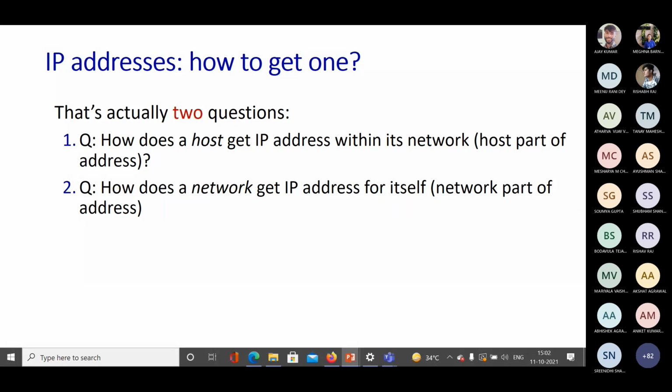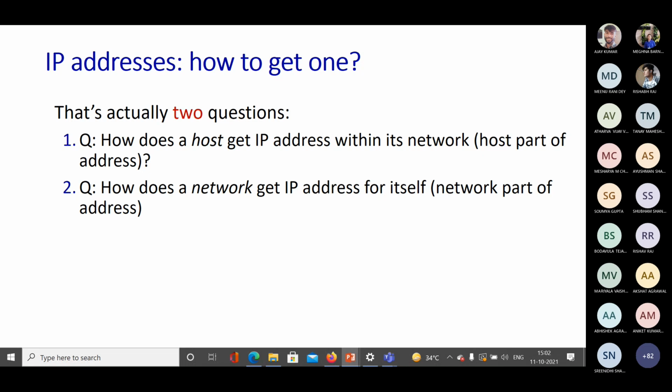So, in the last class, we had stopped here in this slide where we were talking about how to get IP addresses. Okay. So, I had told and we had a discussion also, and some of you had doubts also about these two questions: one is how does a host get the IP address within its network, and how does a network get an IP address for itself?